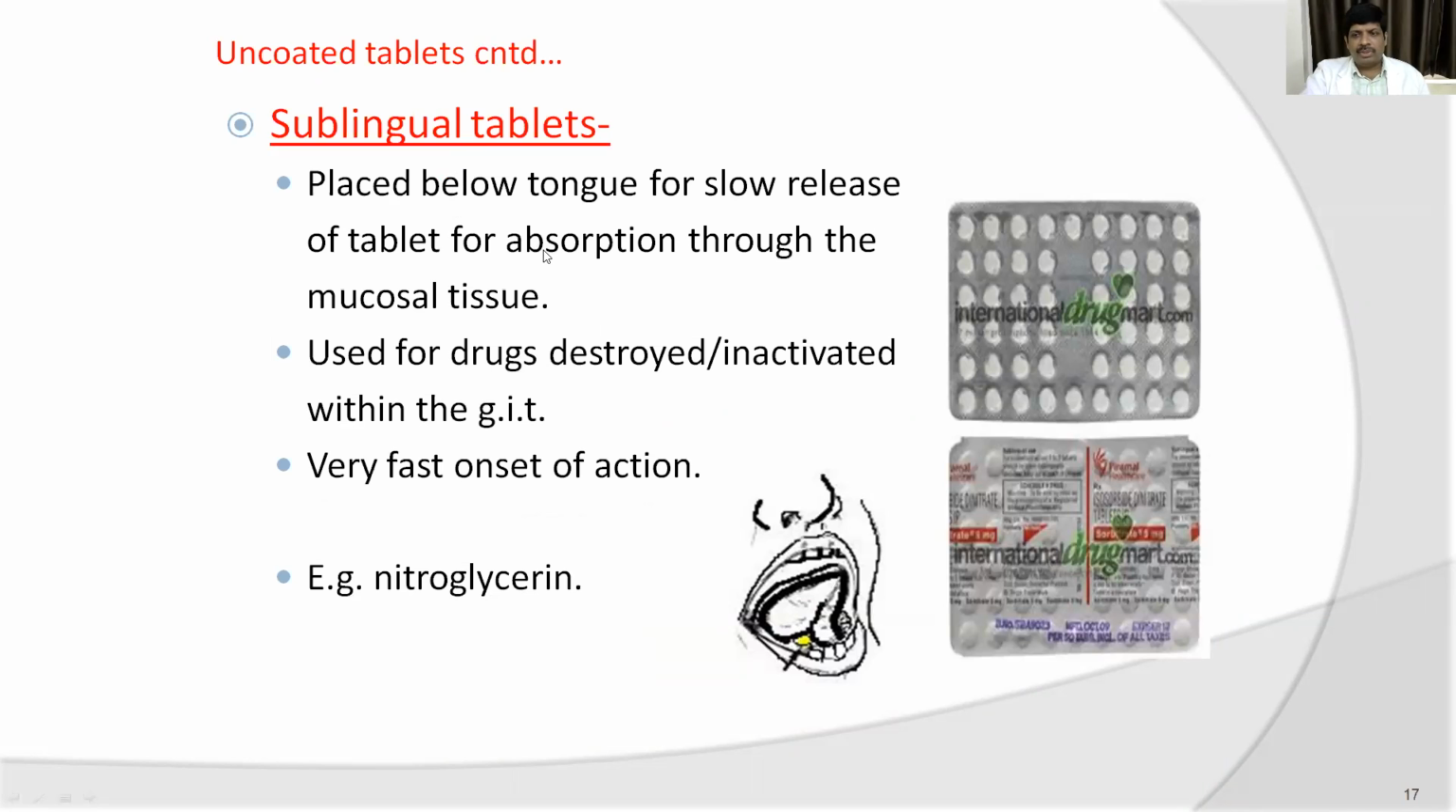Sublingual tablet: you need to put it in the buccal cavity. Nitroglycerin provides very fast action. Under the tongue, the blood circulation is faster and there is a very small area to be penetrated. So the drug goes directly into the systemic circulation and gives the effect. That is the sublingual tablet, and hyoscine also comes in sublingual tablets.